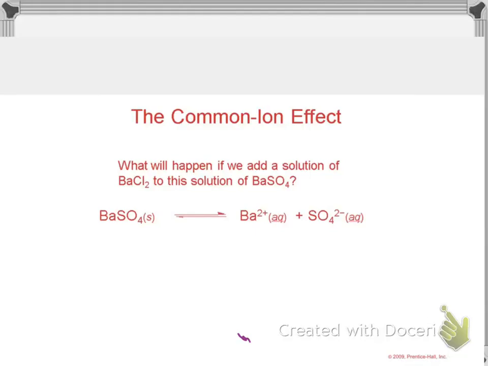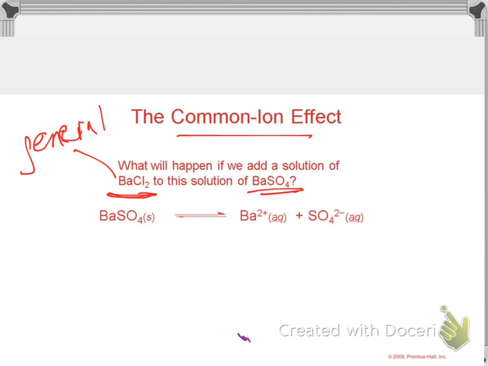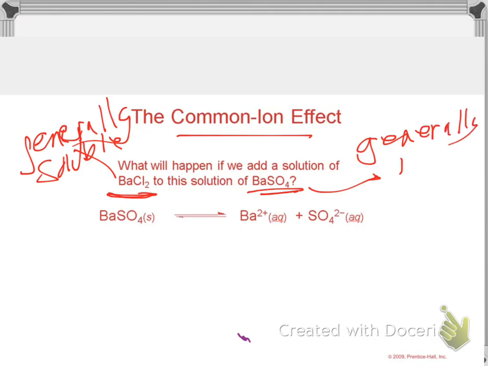Okay, so the second thing that affects the solubility of a generally insoluble salt is known as the common ion effect. So if we take something that's generally insoluble, like barium sulfate, and we add something to it that is much more soluble, so barium chloride is considered generally soluble. It'd be in our soluble list. And add it to a solution of something that is generally insoluble. Let's think about what should happen.